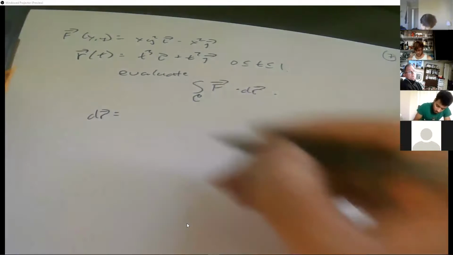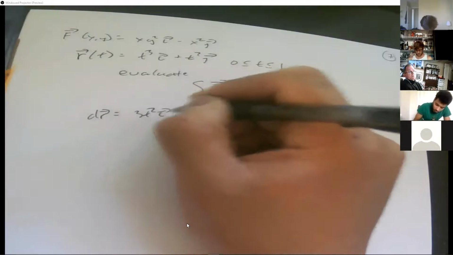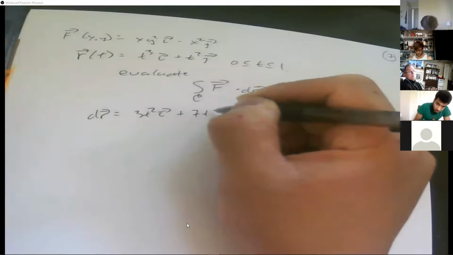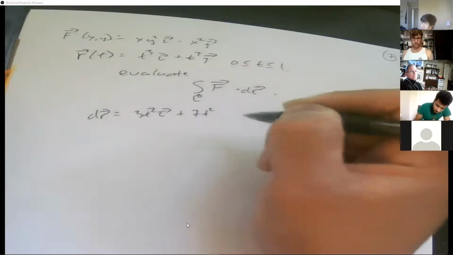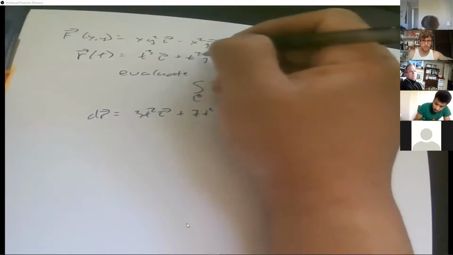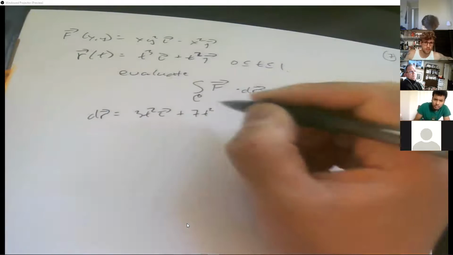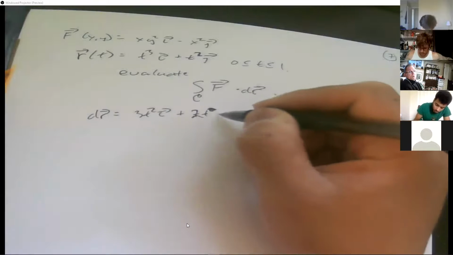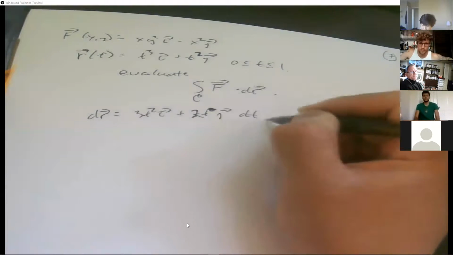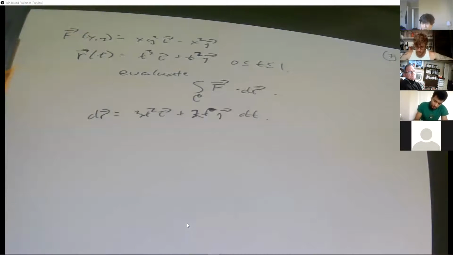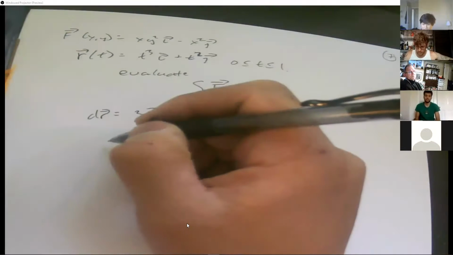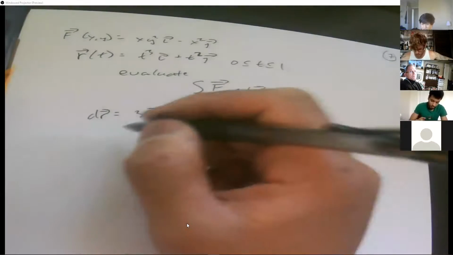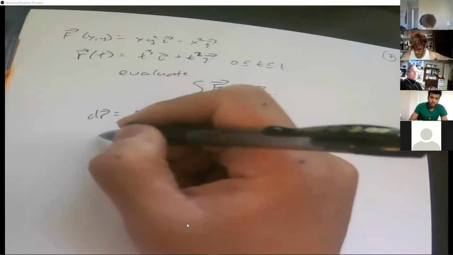3t squared i plus 7t to the 6 j. T to the 6. That's a 2. Just bad at writing stuff. Oh, I'm sorry. Yeah. So 2t j dt. Good. So let's move up in the line. The list keeps changing. So it says, Yosin, you're next.